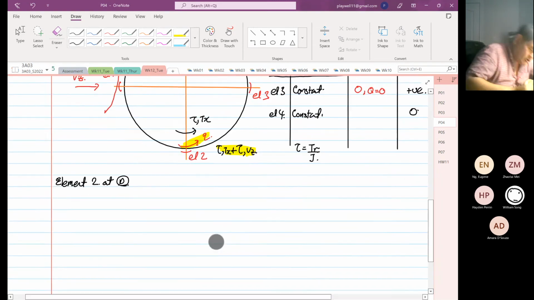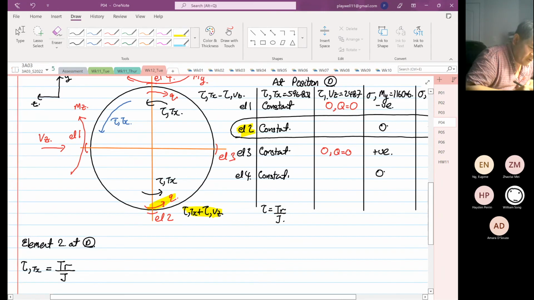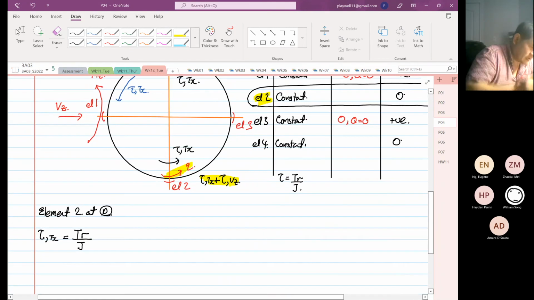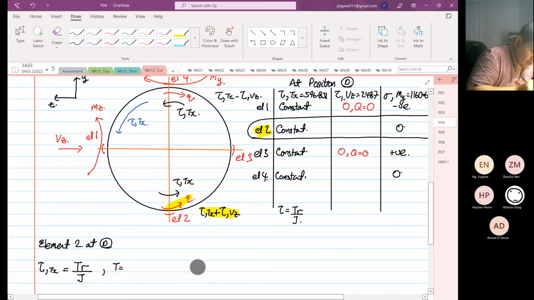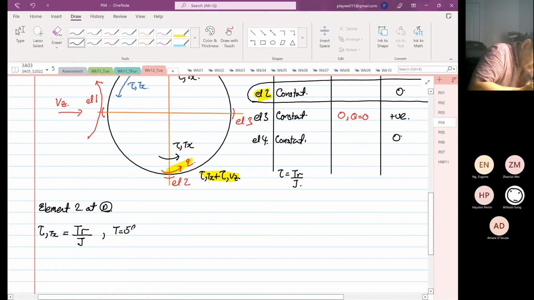Okay, so the shear stress due to the torque in the X direction is equal to TR over J. We know that the torque is 596.831 Newton meter. The radius we know, because the diameter we choose is in between. So what do we know? We know that torque is equal to 596.831 Newton meter.